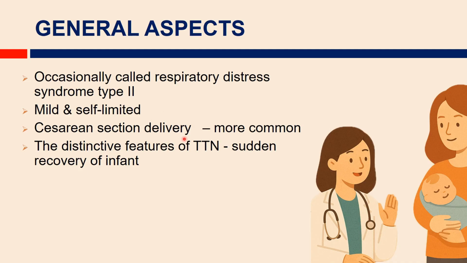It is more commonly seen in cesarean section deliveries. The very distinct feature of this condition is sudden recovery of the infant. The distress is so much and suddenly the child recovers. So if this happens, then you have to think of transient tachypnea of the newborn. Before categorizing a child as transient tachypnea of the newborn, you have to rule out all the other pathological conditions of the lung. Then only you can say this is transient tachypnea of the newborn.